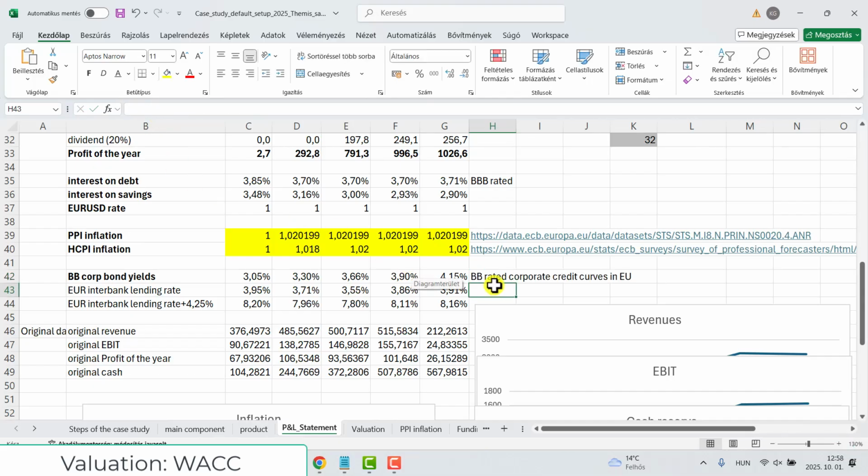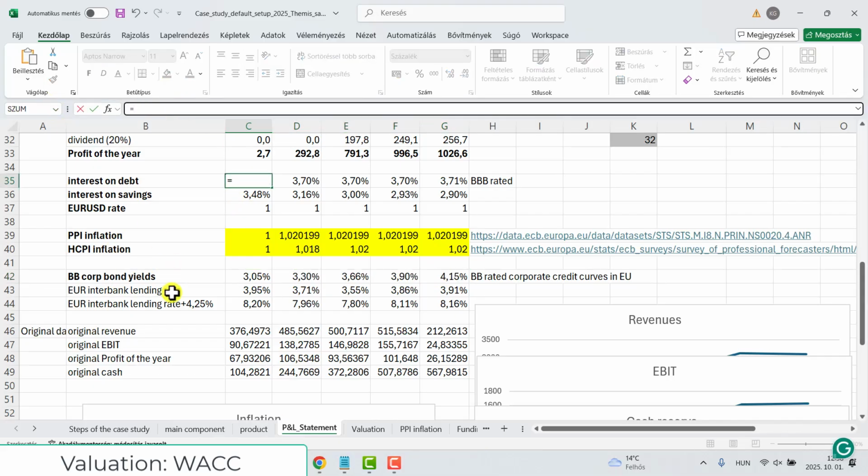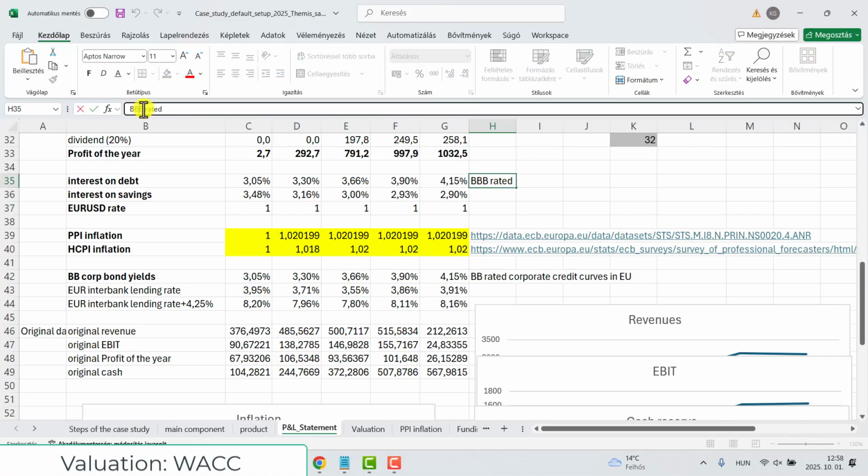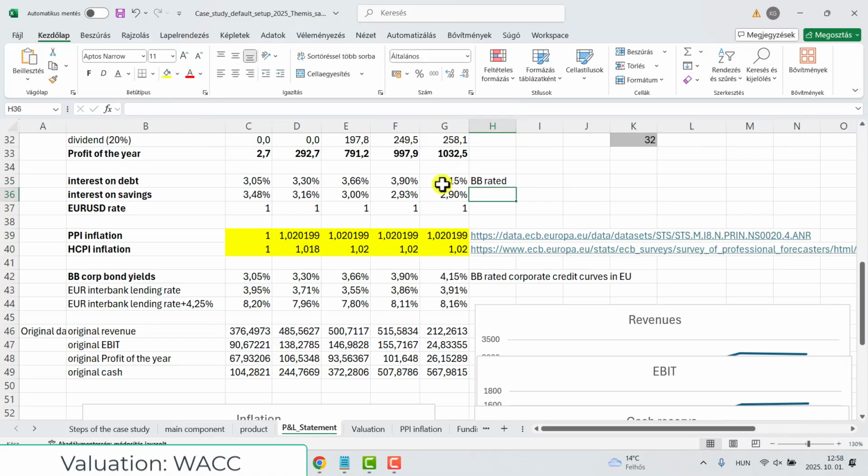In the EU. So this is the actual official data, and now we can say that the interest on debt is this. We had a really nice BBB rating in the past, but now it's just BB. Okay, interest on savings. Since we are updating the data set, interest on savings should be the French government bond.